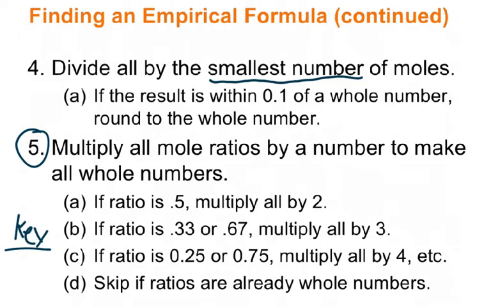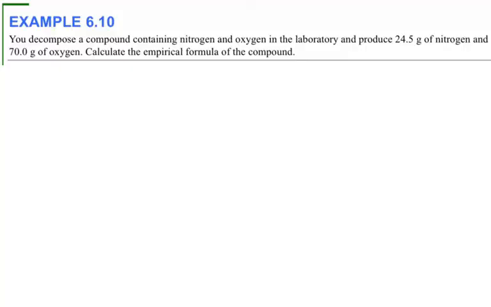Usually, it's either scenario A, B, or C, okay? The beauty is, if they're already all whole numbers, as you can see in step D here, you can skip this step because you're actually done with the problem. Now, I'm going to walk you through all of these steps. In our first example, they're telling you that you decompose the compound.